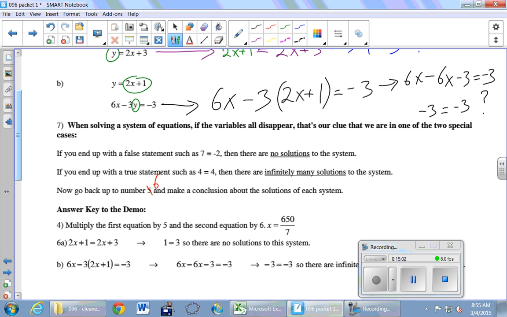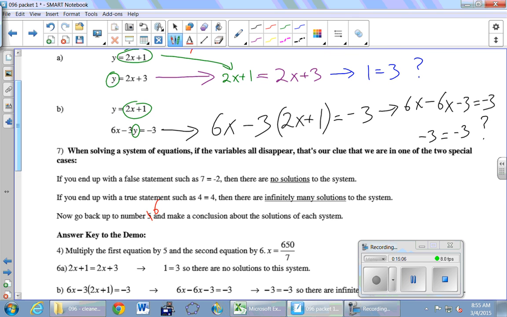Okay, so again, the big conclusion, if it's false, then no solutions. If it's true, infinitely many solutions. So what about this part A right up here? We got 1 equals 3. No solutions. What did it look like graphically if we had drawn the two lines? There's two parallel lines. It's exactly what we would have seen here. So our big conclusion, no solutions.